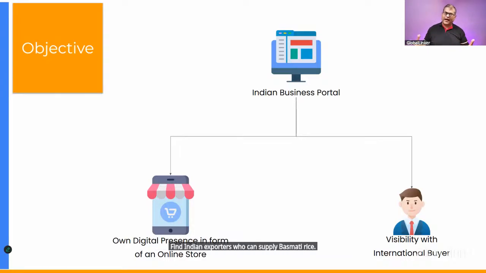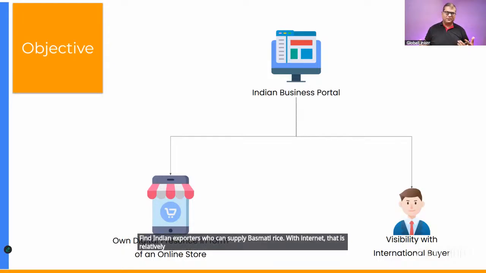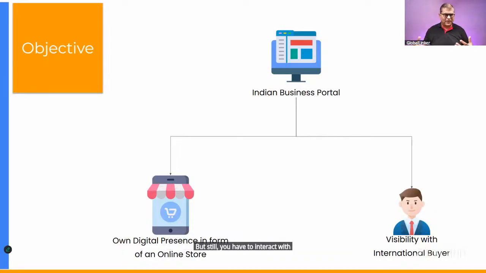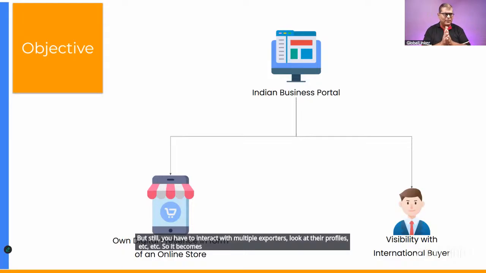With internet, that is relatively easy. You can now even ask AI, and AI can do that. But still, you have to interact with multiple exporters, look at their profiles, etc. So it becomes quite a cumbersome task. Can we simplify that? Can we make it easier for them so that they can do more business with our exporters? Certainly, we can do that.